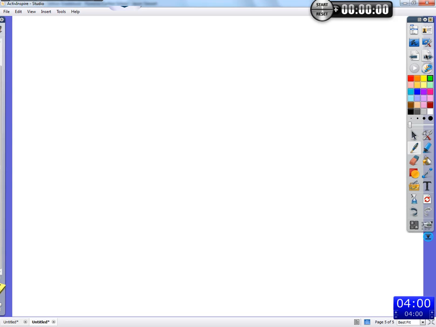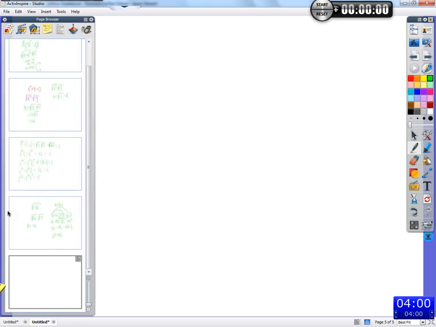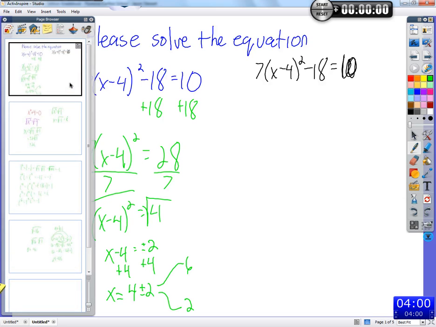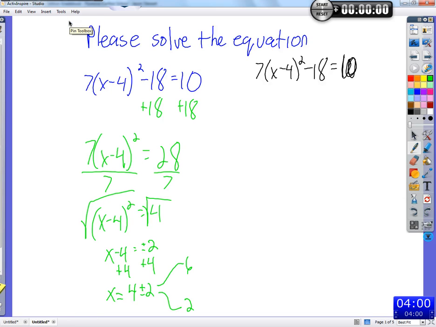Okay, and if I'm just repeating myself here, then just ignore me, but I'm going to repeat myself for a second. When you walked into class, you solved this quadratic equation by adding 18 to both sides, dividing by 7, and then here's the beauty part, taking the square root of both sides. You cancel out that square, and then isolate x, simplify it all down. And that's what we're going to do.